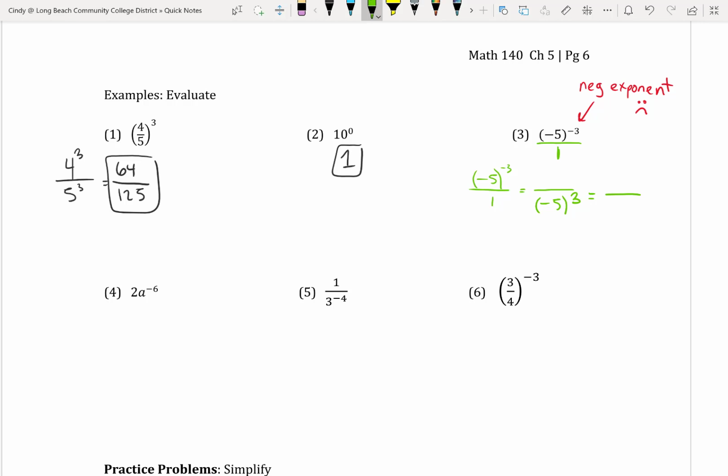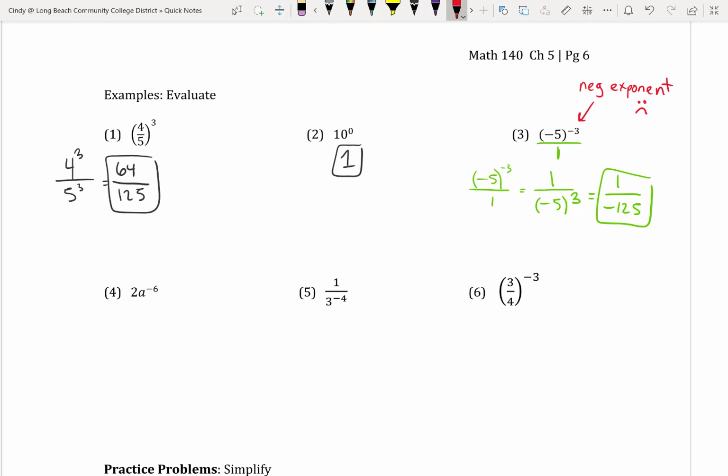So by default, I need to have a 1 up on top. So now I have negative 5 times negative 5 times negative 5. Negative 5 to the third power is a negative 125. So that's going to be my final answer.